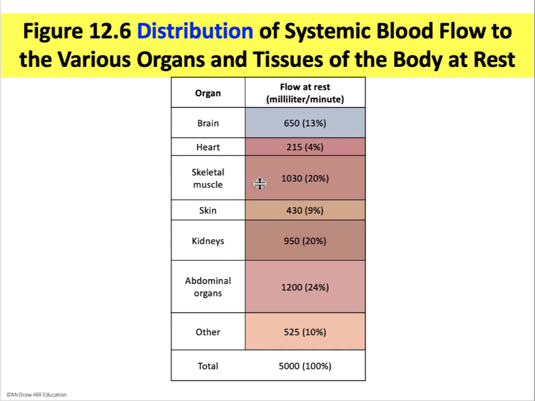So we can see that the majority of the blood is in the abdominal organs, with almost an equal amount in the skeletal muscles. The least amount of blood is actually present inside the heart. Interestingly, the total volume of blood that's moved is 5 liters per minute.